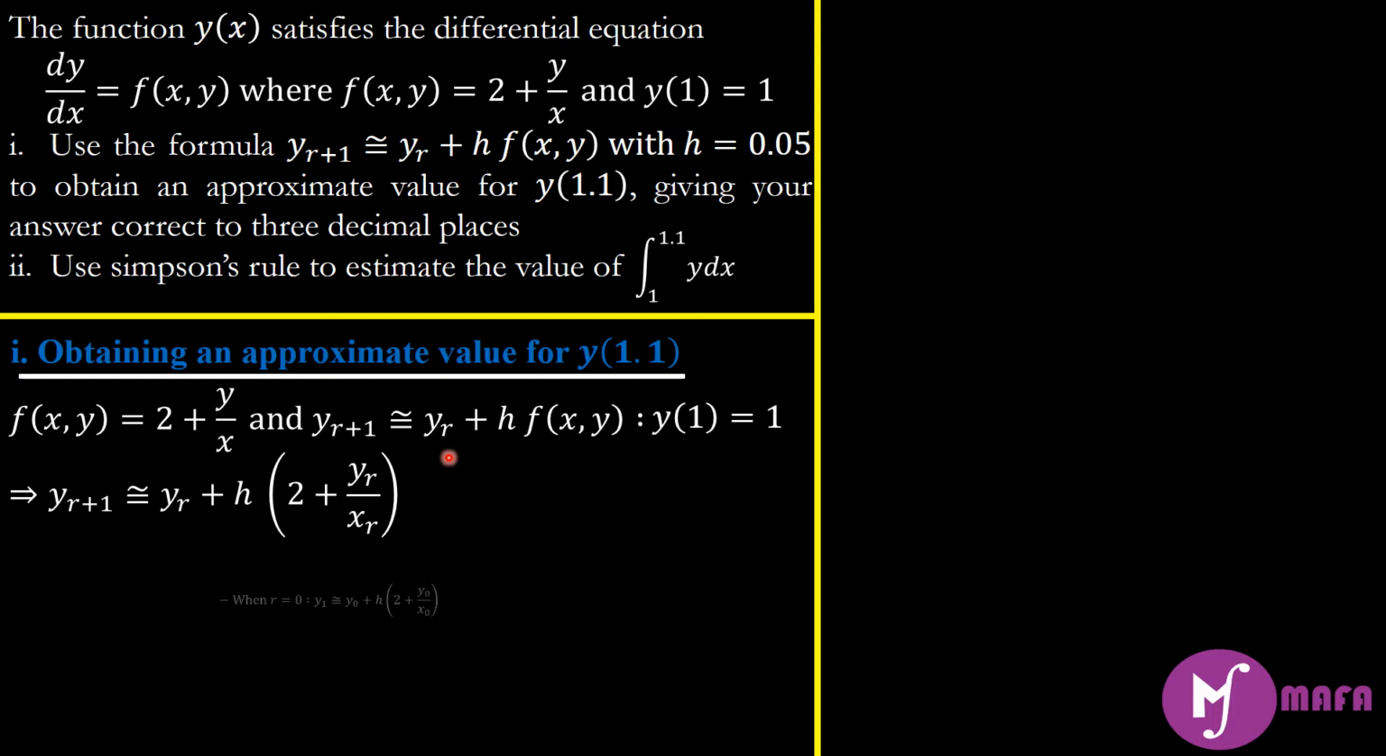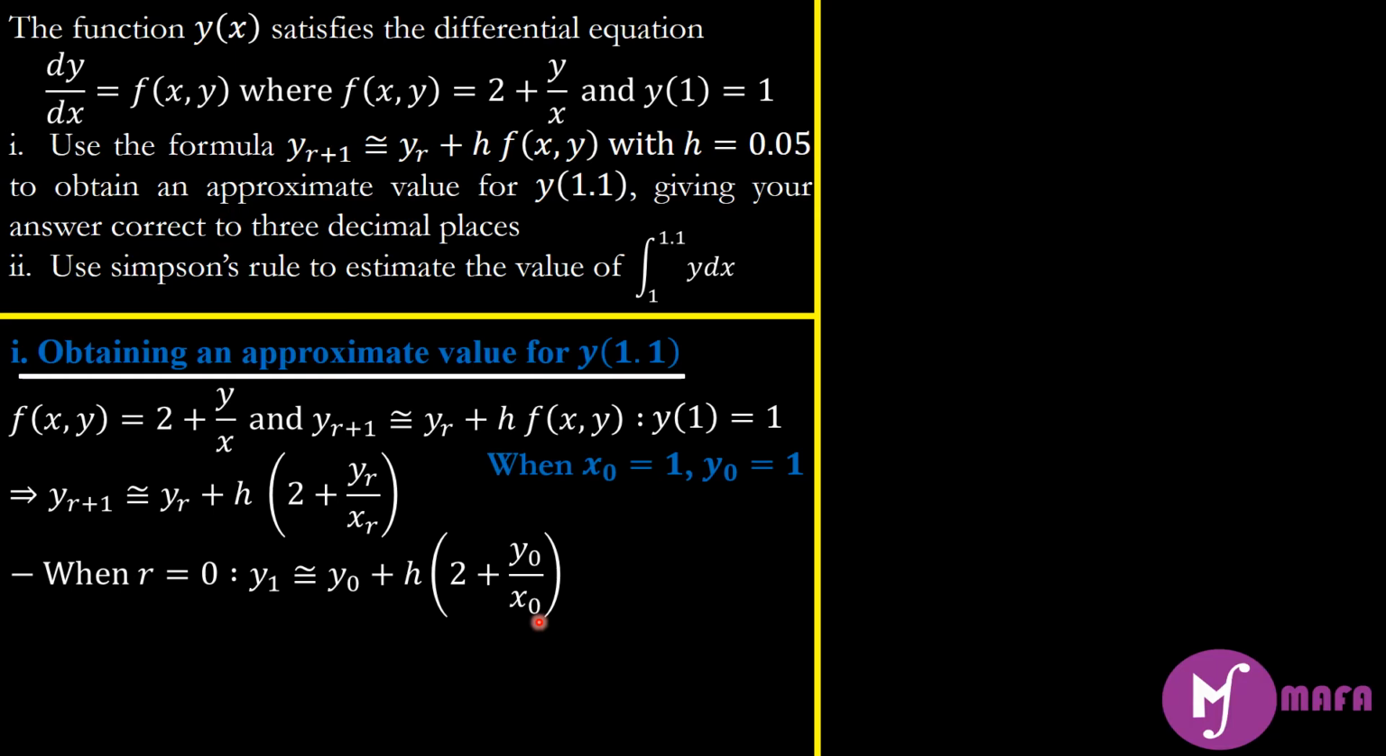So from here, let us start by getting the value of y when r is equal to 0. So we are going to get y1. So y1 will be approximately equal to, replace r with 0, y0 plus h into 2 plus y0 divided by x0. But we have information that y(1) is equal to 1. It means that y of x0 is actually equal to 1. That is, when x is equal to 1, y is equal to 1. So that can be our initial condition: x0 is equal to 1, y0 is equal to 1.